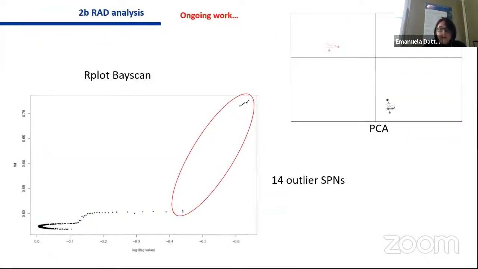After the sequencing, we were able to identify many SNPs, and this is just the first analysis that we performed, to see if among the SNPs that we detected there are some outliers between populations, and we were able to identify 14 outlier genes. And we are doing many other analyses to try to assess if these SNPs are also related with genes related to photoperiodic sensitivity.